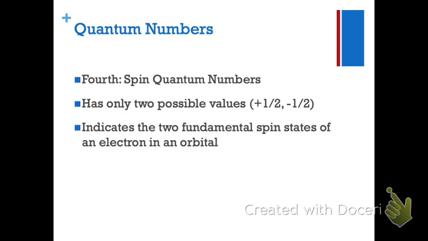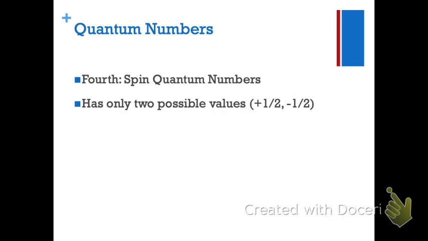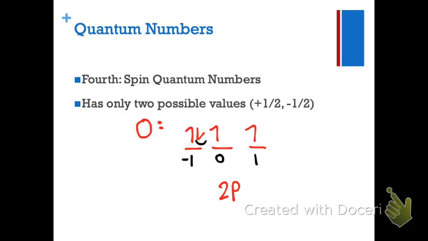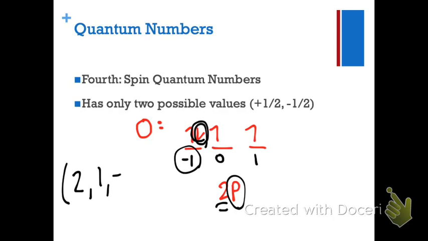Let's continue our oxygen example. If we're looking at oxygen, we said it was 2p4. So 1, 2, 3, 4. We know these are labeled negative 1, 0, and 1. So we're looking at that electron. My quantum number is 2, then 1 because it's a p, then negative 1 because that's where our electron is.